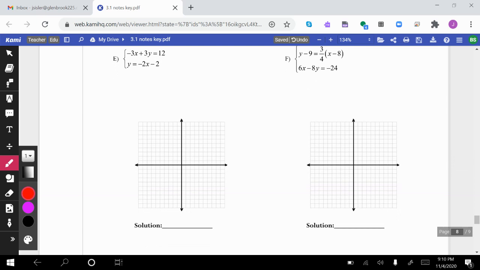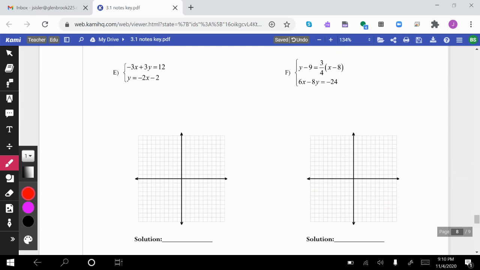Okay. Looking at letter E, once again one of our equations is in standard form, so we're just going to have to isolate the y. So we're going to add 3x to both sides. We get 3y equals 3x plus 12. We'll divide our whole thing by 3, and we get y equals x plus 4, which means our slope is 1 and our y-intercept is 4.